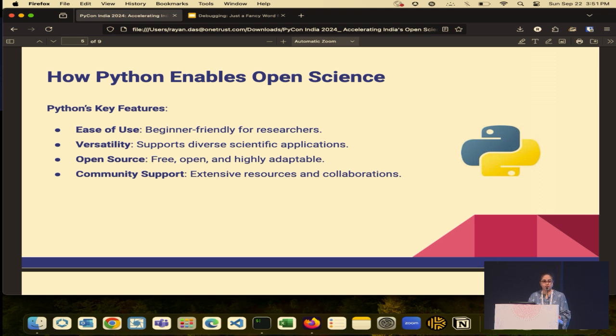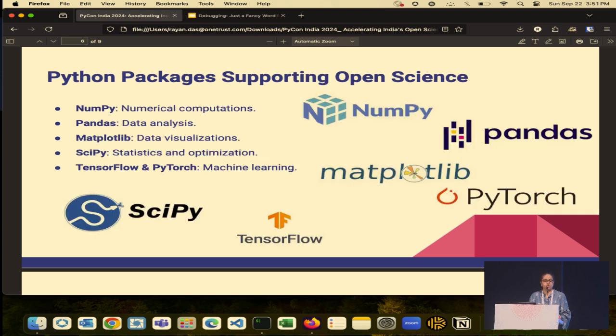How Python helps here is due to its key features, which are ease of use, accessibility, versatility, open source code, and the active support from the community. Some of the Python packages which help make science open are NumPy, Pandas, and Matplotlib, right from data analysis to data visualization to scientific Python.